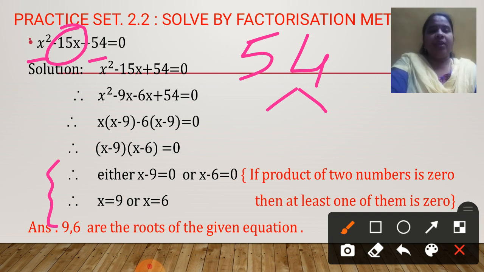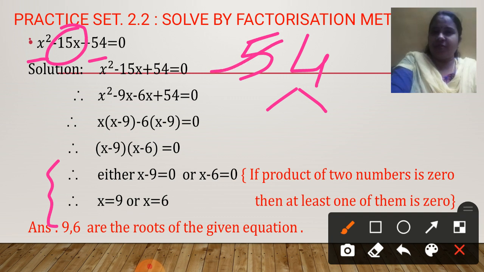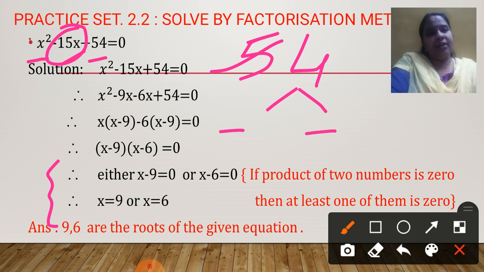Okay. Now I will be telling you specific rules of factorization. If you want, you can make a note of it wherever you are solving the sums. The first rule is, if the product is positive, you can see plus 54 it is, and the sum is negative, both the factors should be negative. Again I am repeating the rule: if the product is positive and the sum is negative, both the factors should be negative.